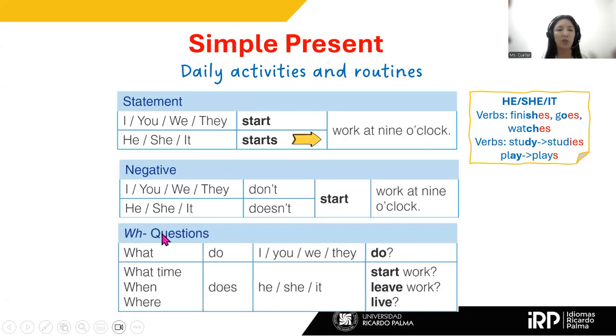What about the WH questions? We use the WH word, for example, what plus do for the subject pronouns I, you, we, and they plus the verb in base form. For example, what do you do? In the case of third person singular, we use the WH word, what time, when, or where, plus the auxiliary does, plus the subject pronoun he, she, or it, and the verb in base form. For example, what time does he start work?